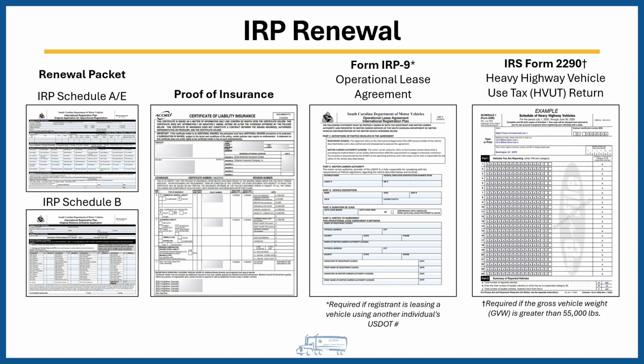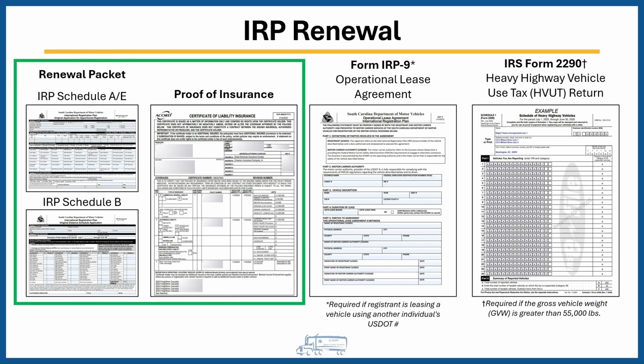An IRP renewal updates the registration for your apportionable vehicles for the next year. The two ways you may renew your IRP account are mailing in the supporting documentation to SCDMV headquarters or submitting the application online through the trucking portal. Remember, submitting online through the trucking portal requires less paperwork on your end.